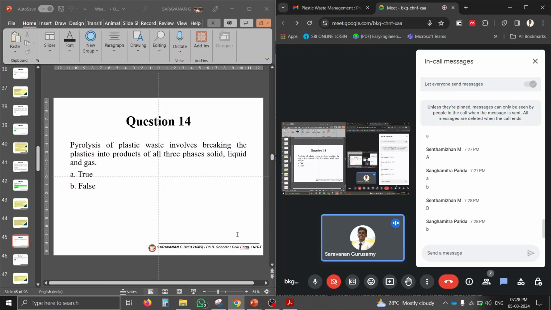Then moving on to the 14th question. Pyrolysis of plastic waste involves breaking the plastic into all three products: solid, liquid, and gas. Breaking of plastic into three phases of products. True or false? Yes, true, correct.